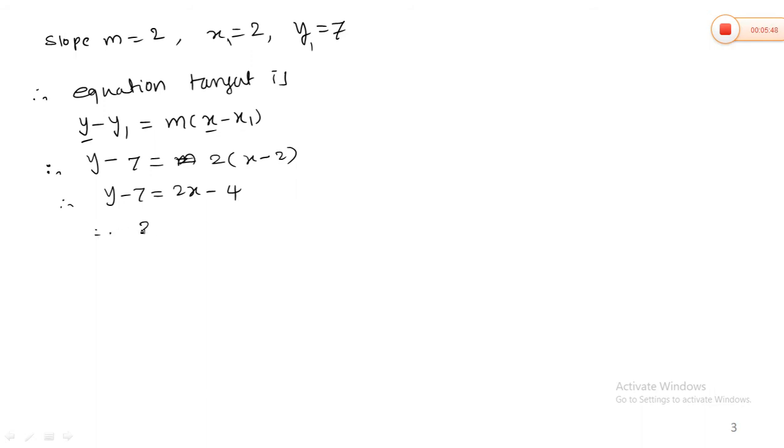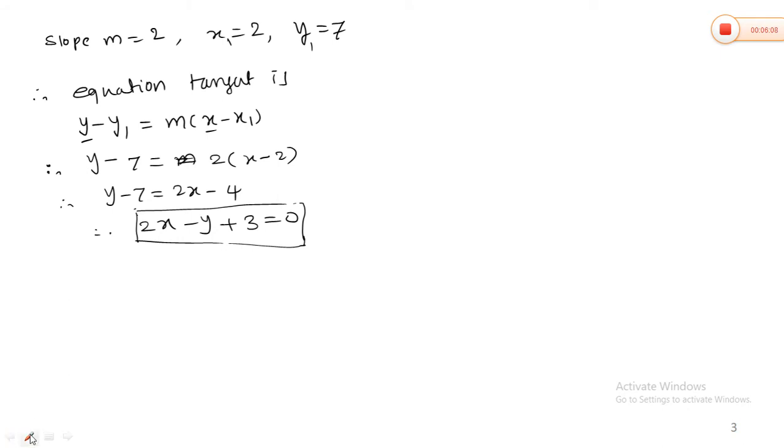So writing in the standard form, 2x minus y, this 7 comes to the RHS, therefore this becomes 3, equal to 0. So 2x minus y plus 3 equal to 0 is the equation of the tangent parallel to the given line.